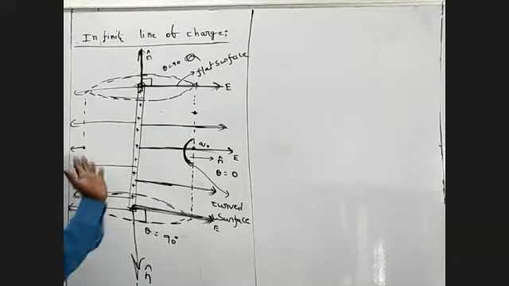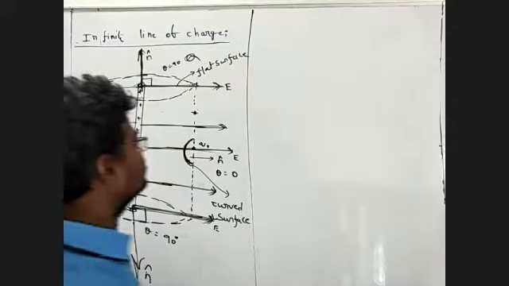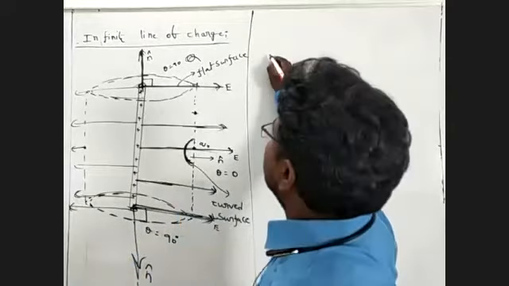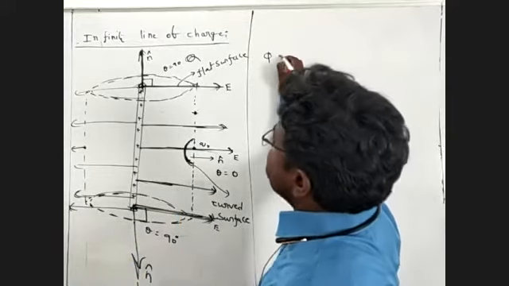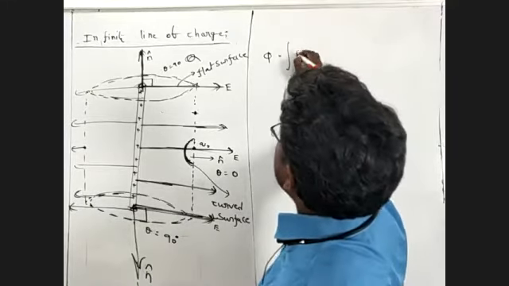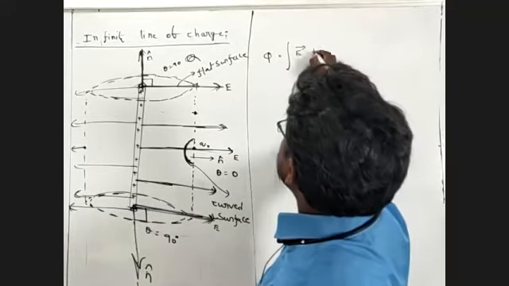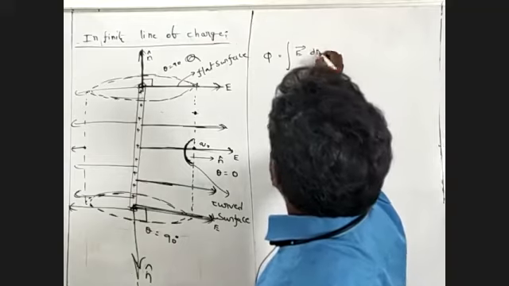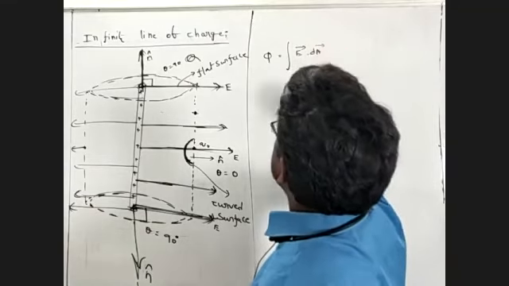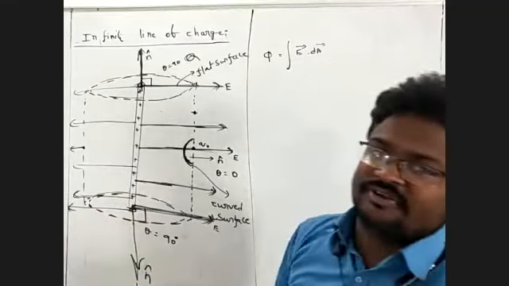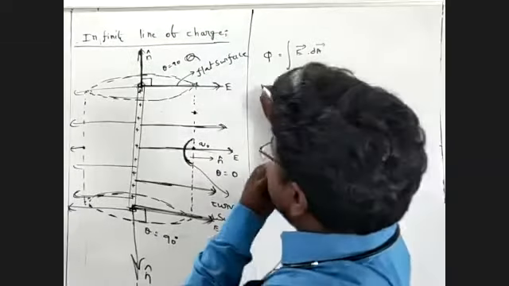Next, we are calculating the electric flux passing through the Gaussian surface. So what is the electric flux? Phi is equal to the integration of E bar dot dA bar. This is the electric flux passing through the Gaussian surface.